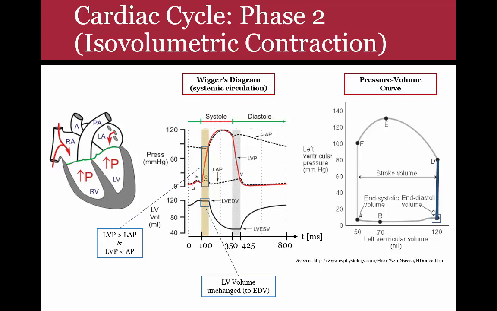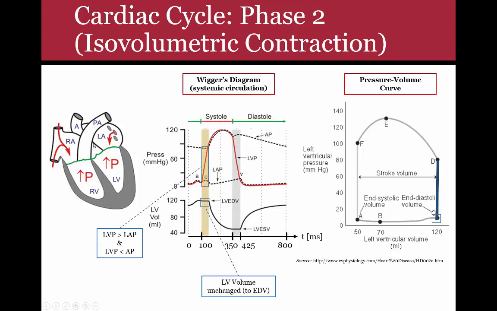So this is part of systole. It's actually the early part of systole, and it's called isovolumetric contraction. What that means is that iso means there is no change in volume, but you do have an increase in pressure.